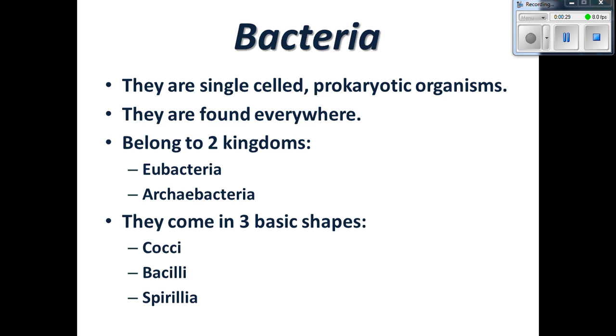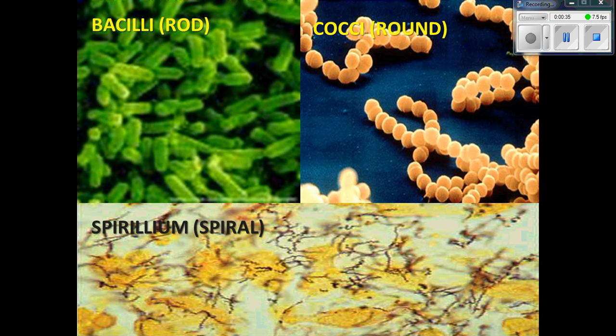Bacteria come in three basic shapes: cocci, bacilli, and spirulia. The bacilli are your rod-shaped bacteria. Cocci are your bacteria that have a round shape, and then your spirulia or spirulium bacteria are your spiral bacteria. Each one of these shapes is shown in the pictures on the screen.